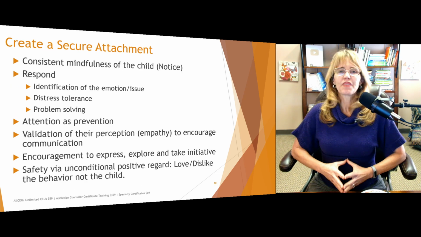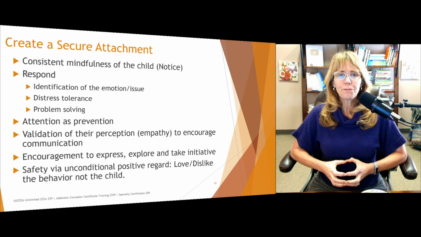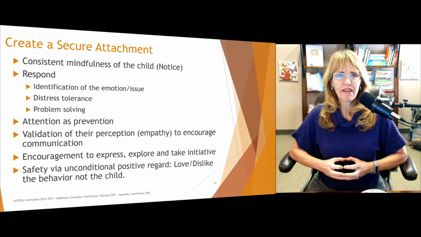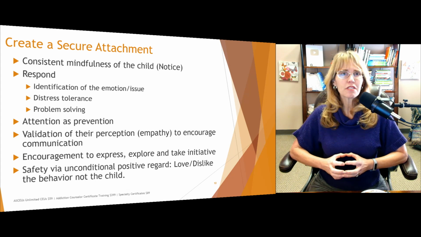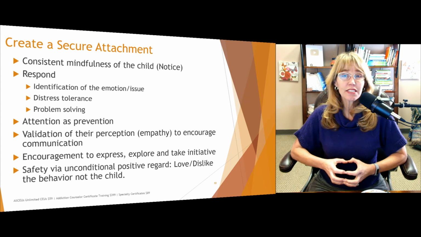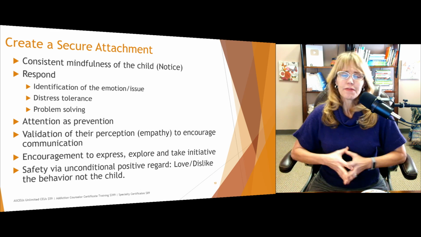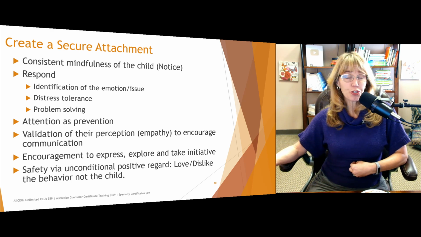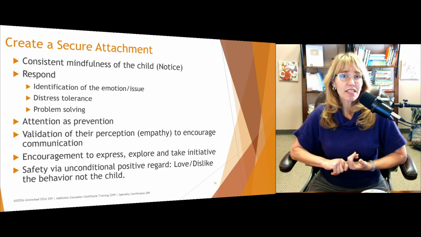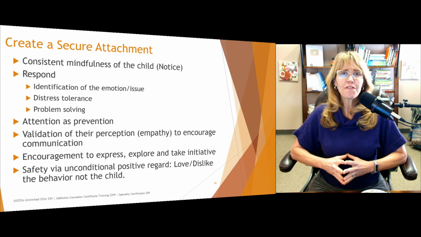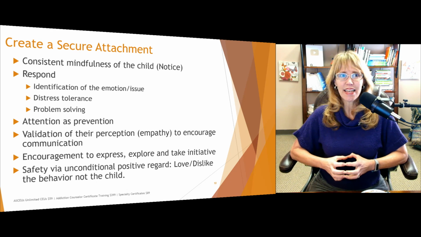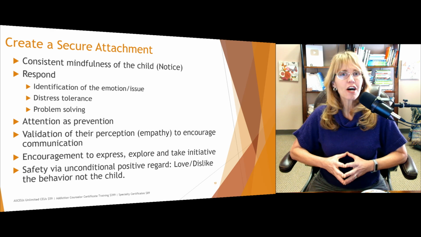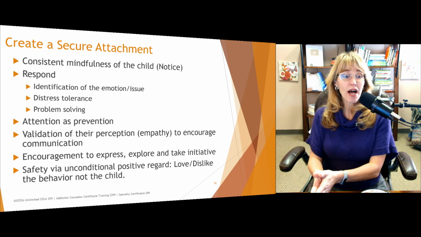So what do we do about it? Create a secure attachment. Consistent mindfulness of what's going on with the child. Now, I don't mean you've got to follow them around 24/7, but notice, have your pulse on kind of what's going on with the child at any particular point in time. Respond. Help them identify the emotion or the issue or both, and tolerate the distress. Children need to learn that they can feel distress, they can feel anger or anxiety, and it won't overwhelm them. It won't overcome them. They can tolerate the distress until they can get into their wise mind and start problem solving.